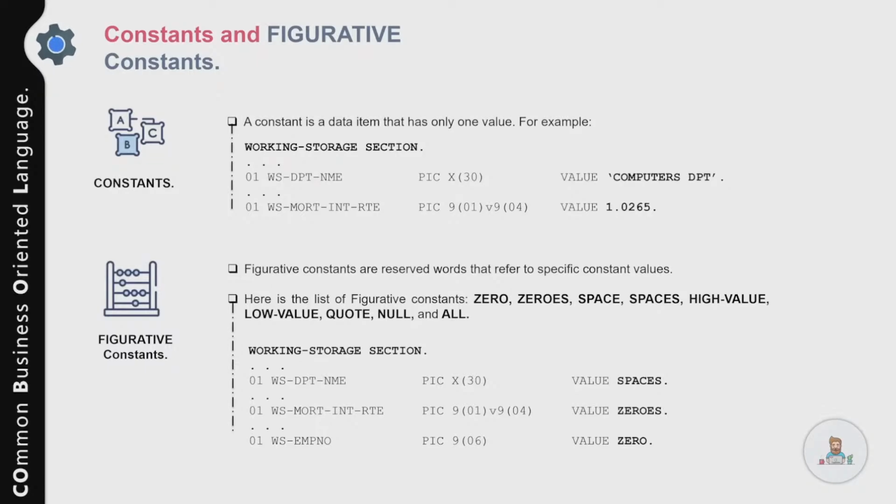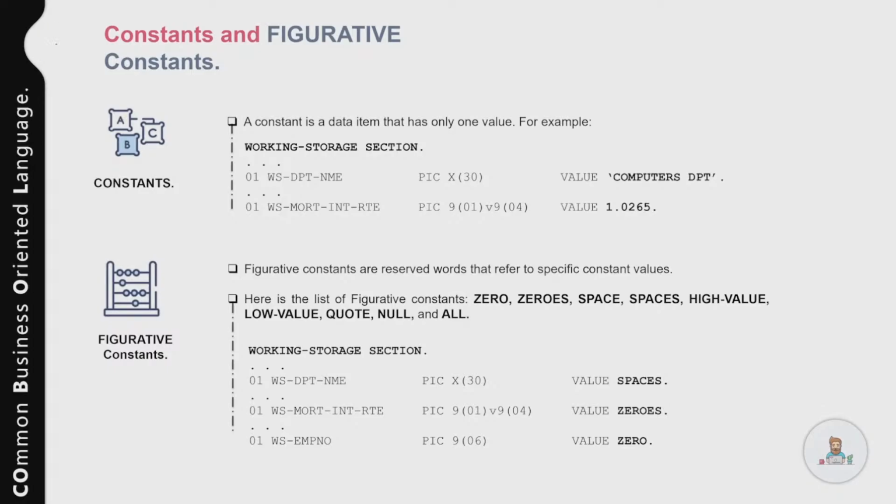For example, in case of department name, which is X of 30, that is alphanumeric, I've used a value clause along with SPACES. SPACES is a figurative constant, and what will happen when you run this program? This particular variable, department name, is filled with all spaces. That means all 30 bytes will have spaces as an initial value.